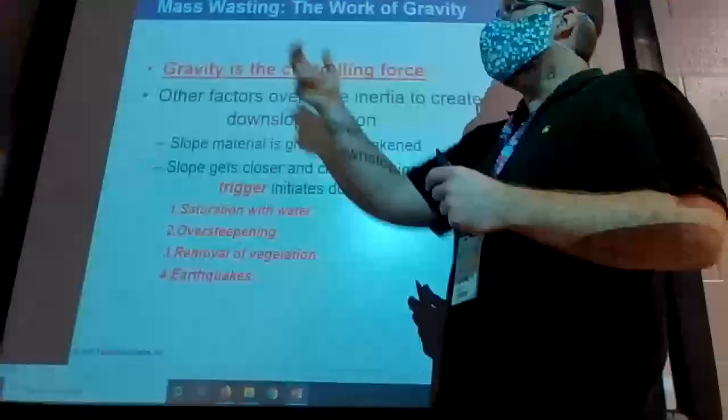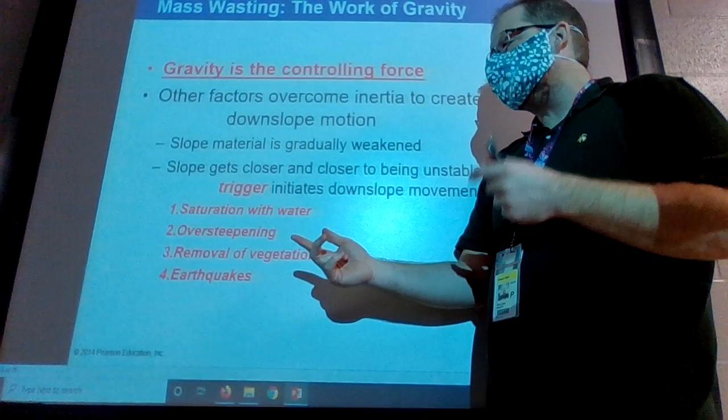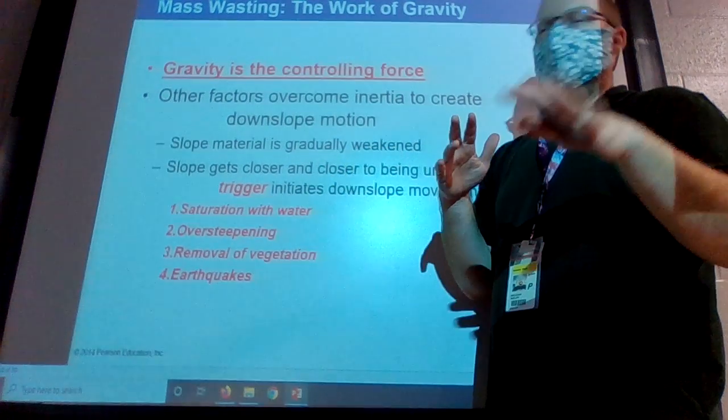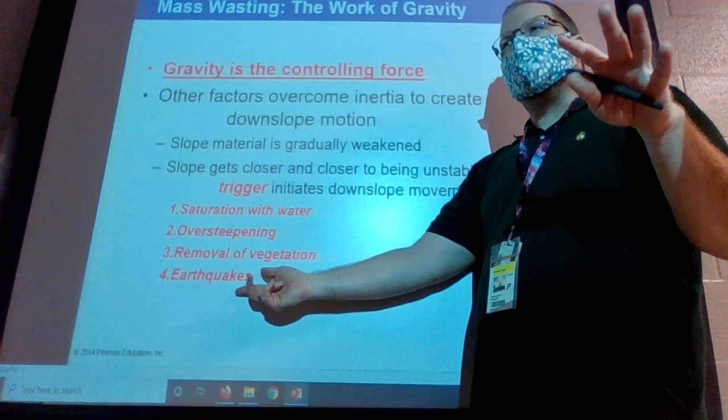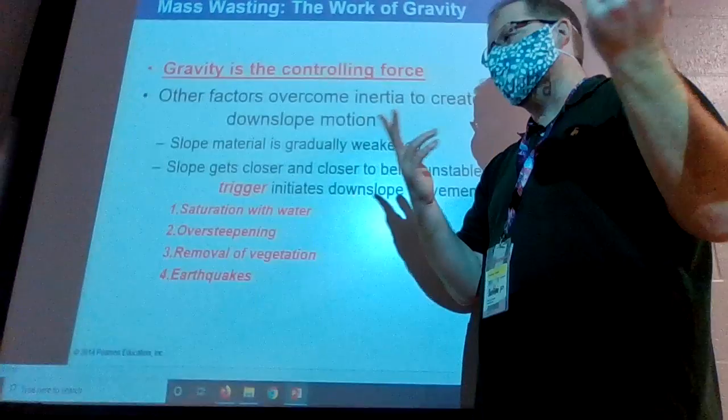So with mass wasting, gravity is obviously the controlling force. There are triggers that help along with this. I'm going to say these out of order. In California, you get this a lot. California does get earthquakes, and they do contribute sometimes, but they're more rare and probably less of a contributing factor.